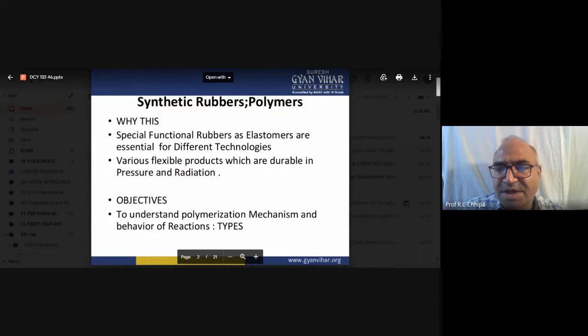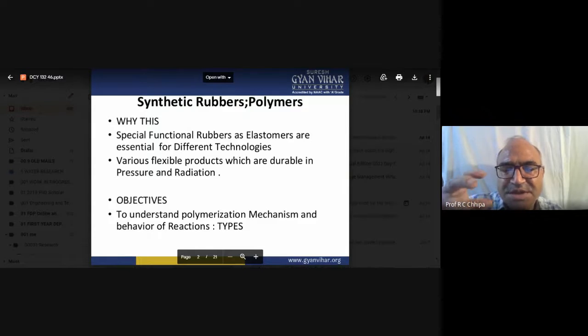So this relates to elastomers, where we have natural rubber as well as synthetic rubber. In space research, the radiation effect is also an important concern. In any technology, we need to resist different electromagnetic radiations, by which the durability and life of the rubber component may be increased. So our objective is to understand the polymerization mechanism and behavior of such reactions: addition polymerization, copolymerization, condensation polymerization, and how the bond breaks and forms a linear linkage or a cross-linked linkage.